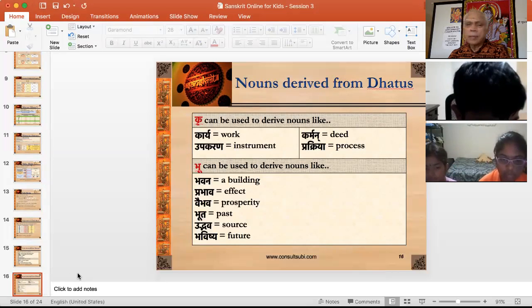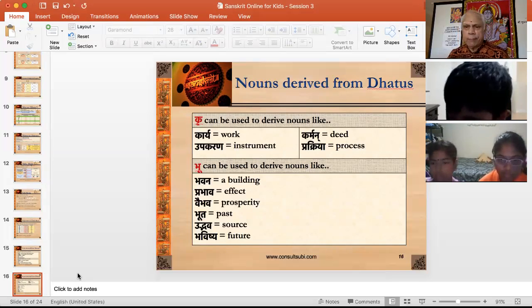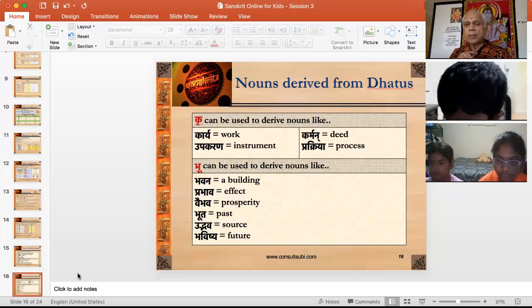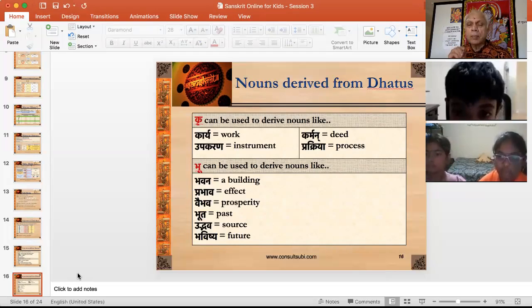Karya, from kr comes karya, work. Upakarana. Karana means, supposing you have a pencil, right? You use a pencil for writing, or a pen, you use it for writing. Karana is an instrument which you use, upakarana. It helps you to write because it is doing some work and it is derived from the word kr, to do. Karman is a deed, prakriya.